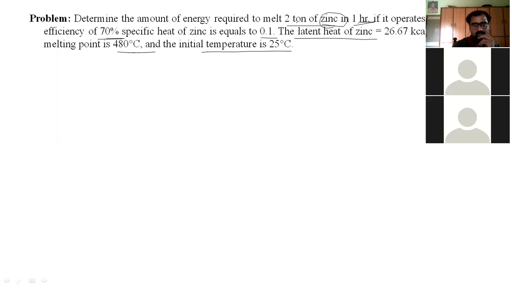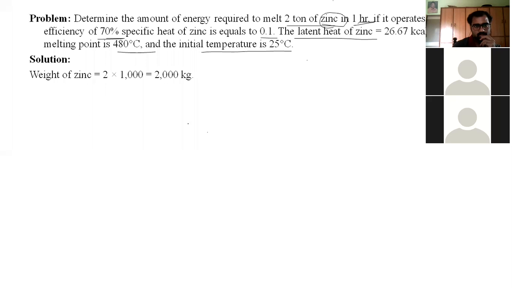So he is asking, please calculate how much energy I would require to heat these 2 tons of zinc in 1 hour. So he wants to complete his job in 1 hour. That is the melting of 2 tons of zinc. He has given some specifications regarding the process, that is the efficiency, specific heat, and how much of the specific heat of the zinc equals latent heat, all this. Let us see the solution.